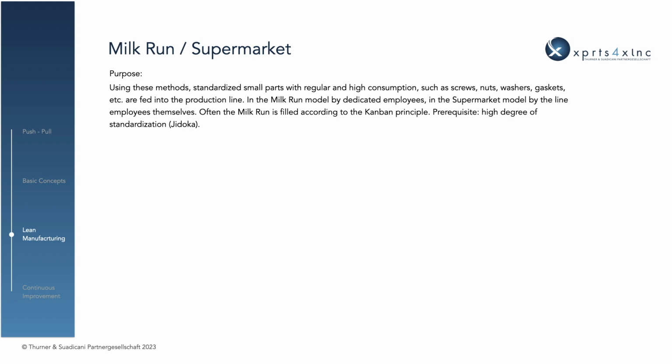The milk run and the supermarket models are perfect methodical additions to U-cells and serial productions. Using these methods, standardized small parts with regular and high consumption, such as screws, nuts, washers, gaskets, etc., are fed into the production line. In the milk run model by dedicated employees, in the supermarket model by the line employees themselves. Often the milk run is filled according to the Kanban principle.